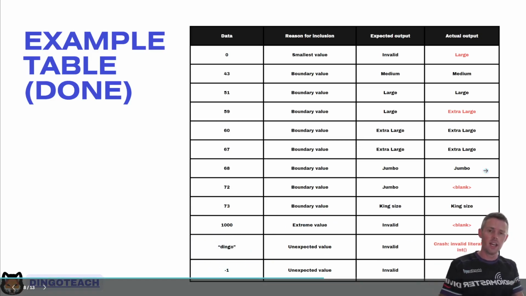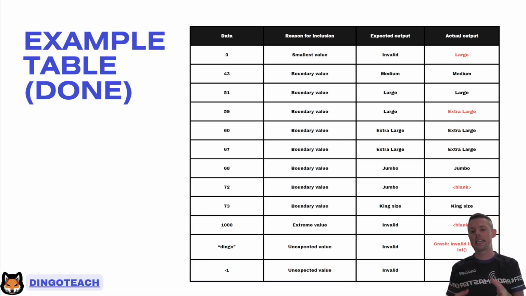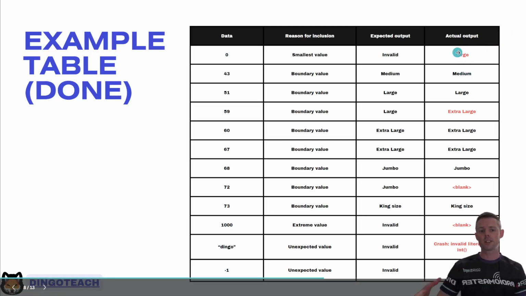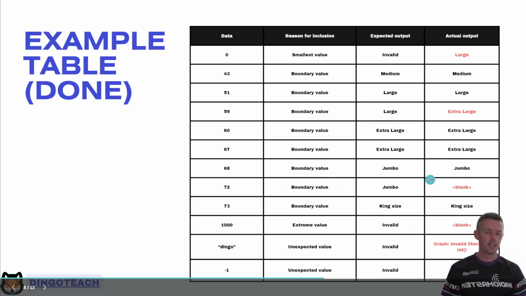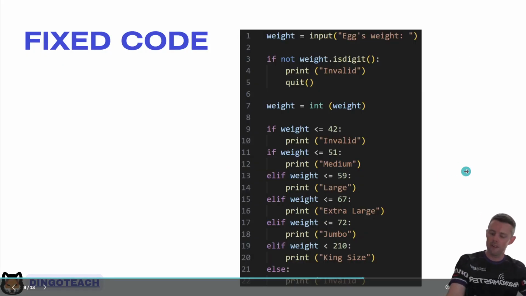So obviously, there's a bunch of errors that I need to fix up in my program. Primarily, large keeps popping up when we've got something below the medium category. So that's something we need to fix. This one, I think I've just mucked up the if statement part. I'm not handling 72, and I'm not handling this crash. So how do we fix that? Well, here's my fixed code.